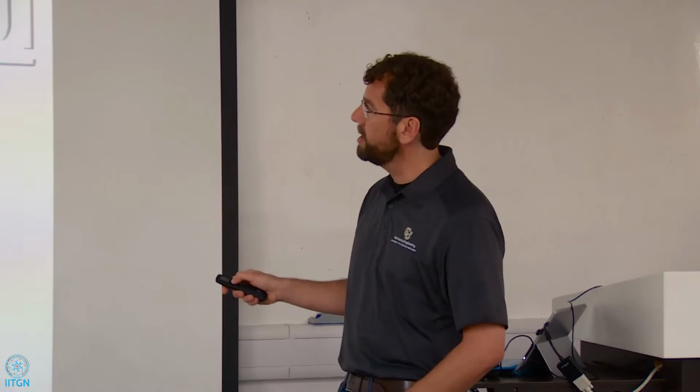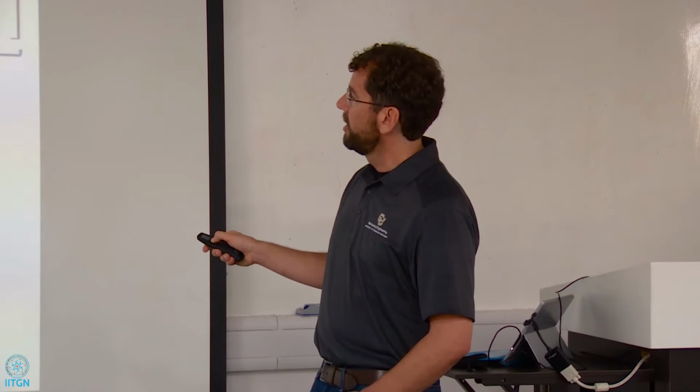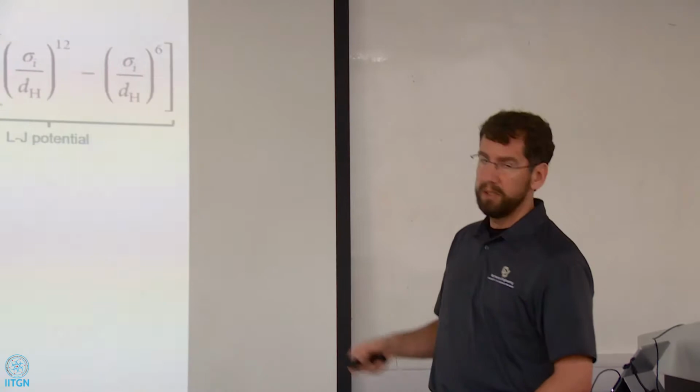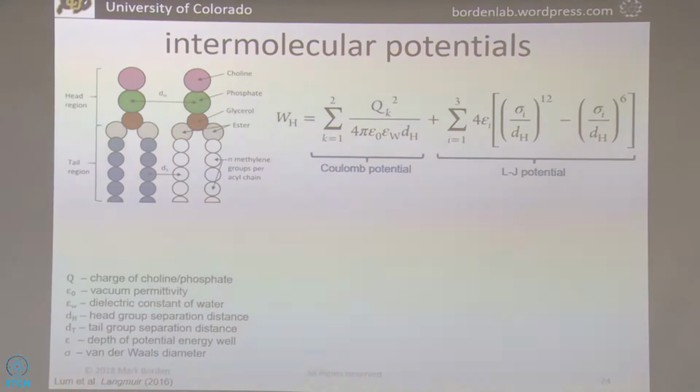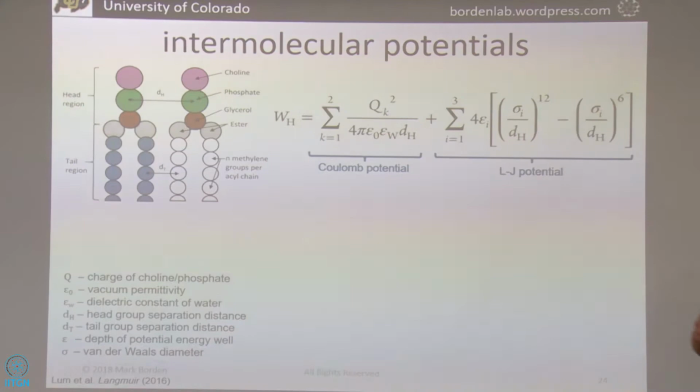So this is the intermolecular pair potential between two lipids. Not just between two groups, but between two lipids. We have the Coulomb potential, which has a charge in it. We're only going to consider lateral interactions, so choline-choline, phosphate-phosphate, glycerol-glycerol, etc. Because they line up so nicely in those molecular dynamics simulations. Even though that was a snapshot in time, and there are a lot of fluctuations actually happening, on average, they line up.